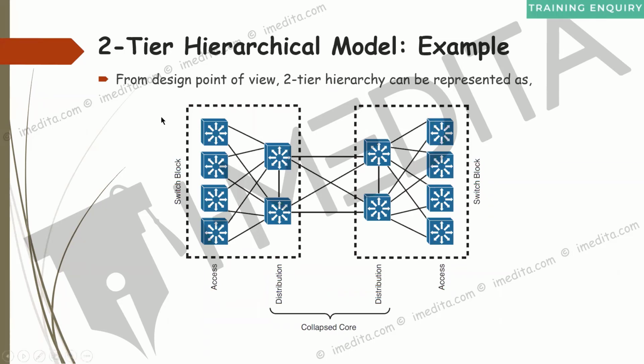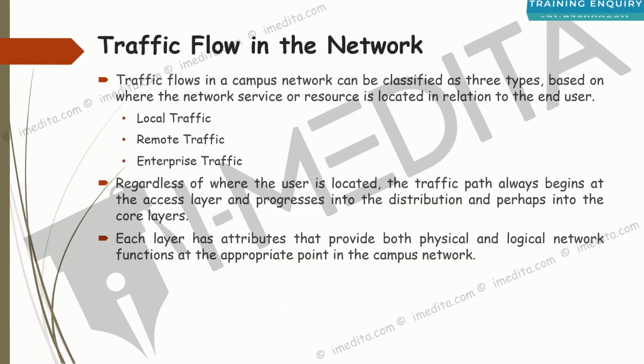Now, let's say we have built our network, two-tier design or three-tier design, and now we want to send the traffic. So what type of traffic? How many types of traffic can you have in your campus area network? Typically, you can have three types of traffic in your campus area network, based on the flow of the traffic.